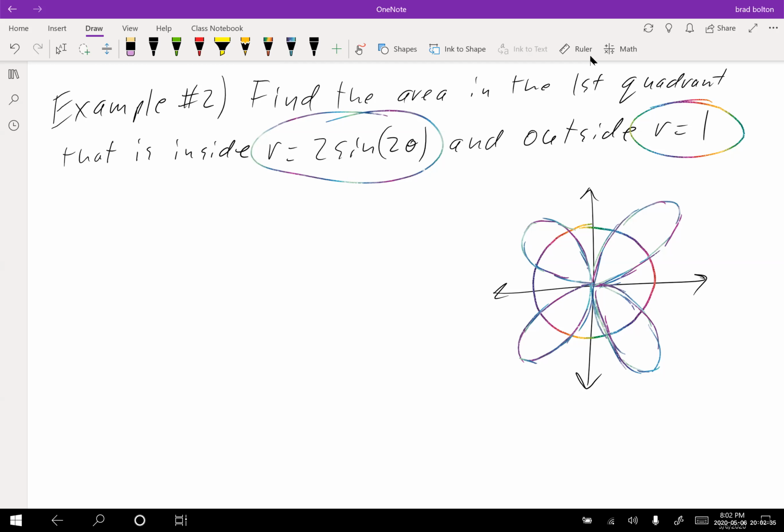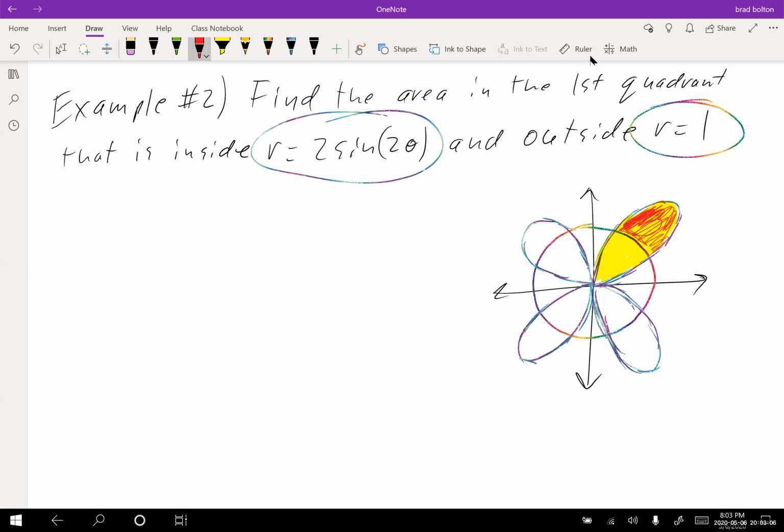But here's the thing. Find the area in the first quadrant that is inside r equals 2 sine 2 theta. So let's find the area inside first. 2 sine 2 theta in the first quadrant. So that would be all of this, right? So this is what's inside my rose petal, okay? Then they say outside of r equals 1. Well, then I'm only looking for this area right here.